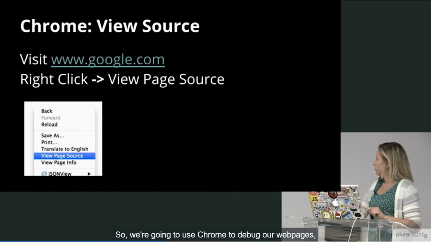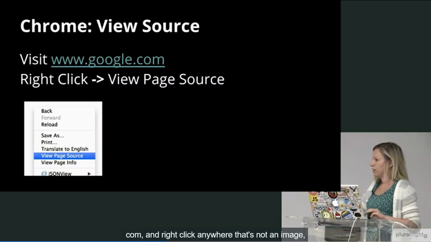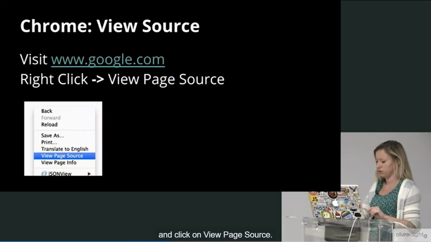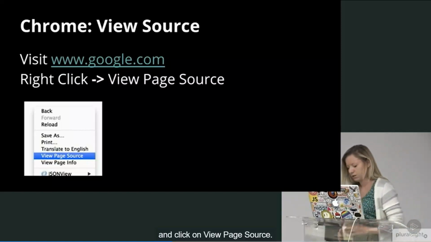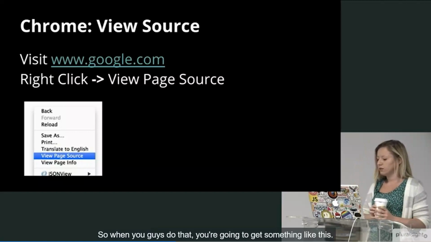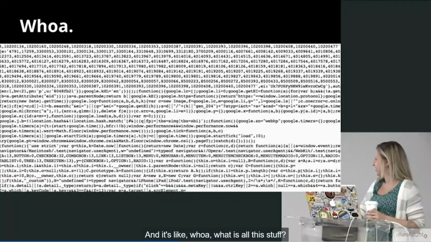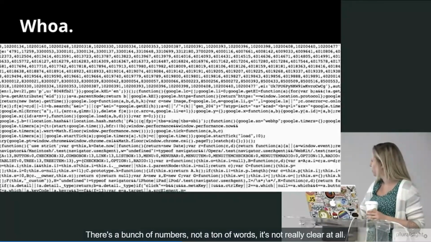So we're going to use Chrome to debug our web pages. And if you could visit google.com and right-click anywhere that's not an image and click on View Page Source. When you do that, you're going to get something like this. And it's like, whoa, what is all this stuff? There's a bunch of numbers, not a ton of words. It's not really clear at all.